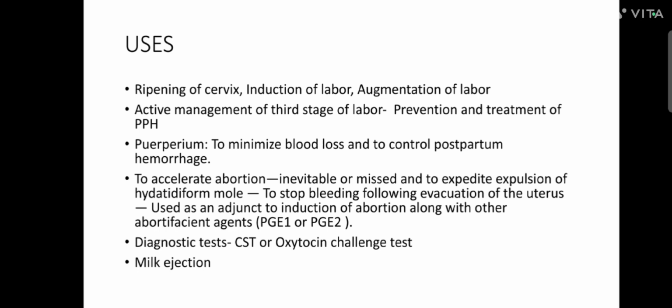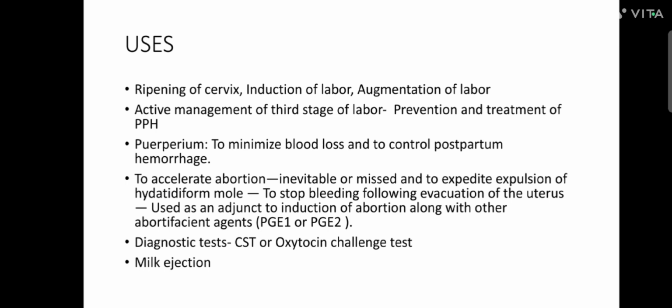During the puerperium, oxytocin is used to minimize blood loss and to control postpartum hemorrhage. It is used to accelerate abortions, inevitable or missed, and to expedite the expulsion of a hydatidiform mole, and to stop bleeding soon after evacuation of the uterus. It is used as an adjunct to induction of abortions along with other abortifacient agents like prostaglandin E1 and prostaglandin E2, which include misoprostol and dinoprostone gels.